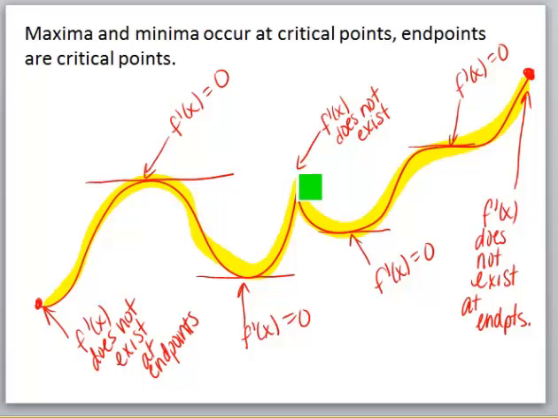Up here, we know that the derivative does not exist because the derivative does not exist at cusps. Right here's another critical number because the slope of the tangent line is 0. Up here, again, we have another slope of the tangent line being 0. This ends up not being a max or a min or anything of great significance, but it's still considered a critical number. And then up here, we have another spot where the derivative does not exist, so it is considered a critical number. So hopefully this picture has shown you what critical numbers look like.